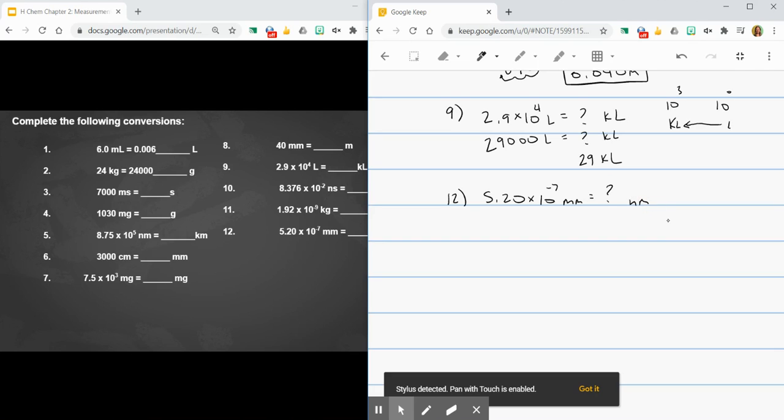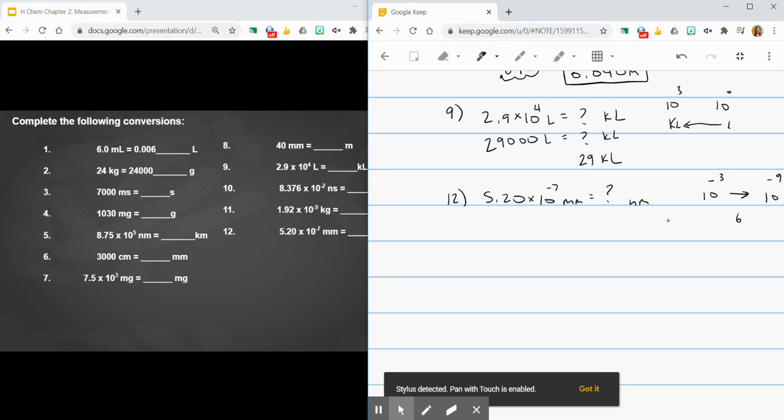Okay, so we're starting with millimeters. That's 10 to the negative 3. Milli means 1,000th, and we are going to the right this time to 10 to the negative 9. How much does the power of 10 change by? 6. Okay, 6 places to the right.